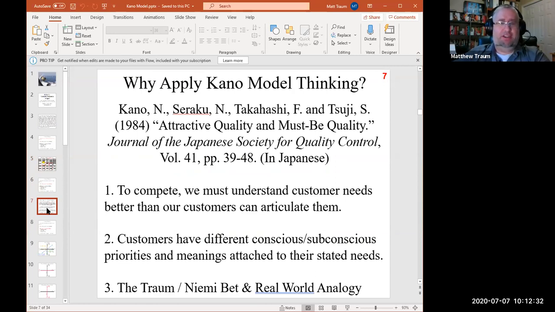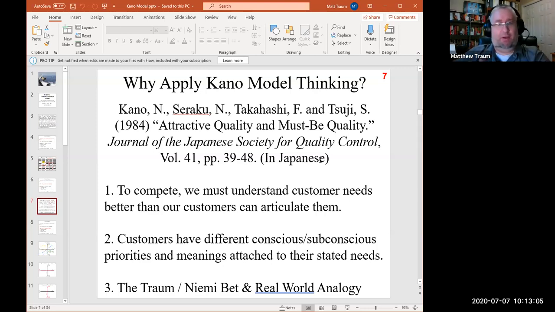So there was a Japanese researcher who developed this in 1984, and he, with a group of colleagues, his name was Kano, by the way, hence the name of the model. Developed this way of thinking, and it ended up getting published in the Journal of the Japanese Society for Quality Control, in Japanese, right? So we have to find a translation for it if we want to read it in English.